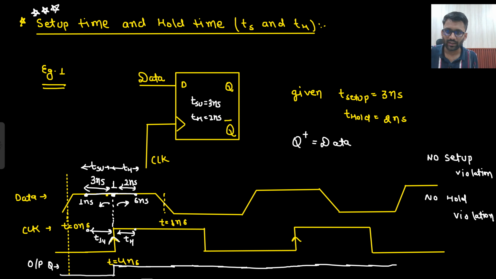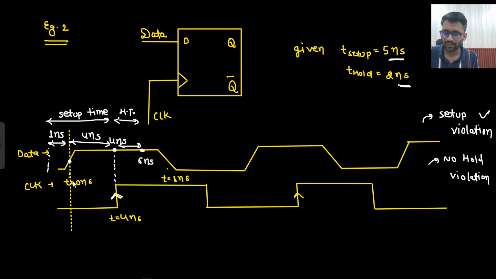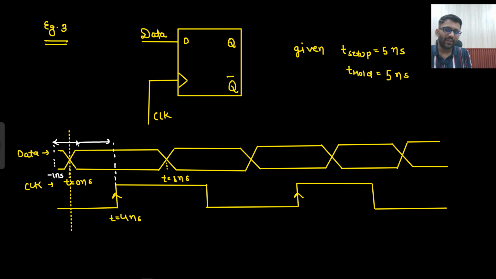In the first example, what did I write when it was looking back? Yeah, so basically this is minus 1 nanosecond only. The same concept is here. If it is looking back for 5 nanosecond, that means at minus 1 nanosecond it is looking. I don't know whether it is 0 or 1, but certainly here it is constant.